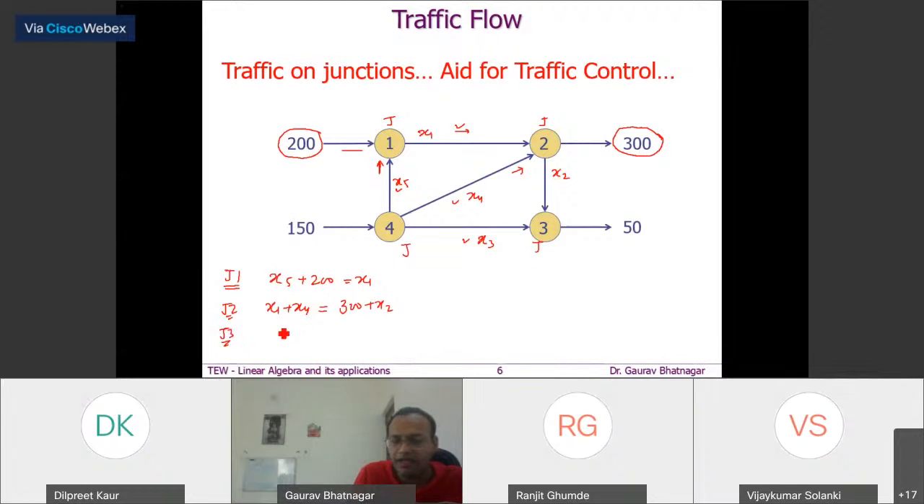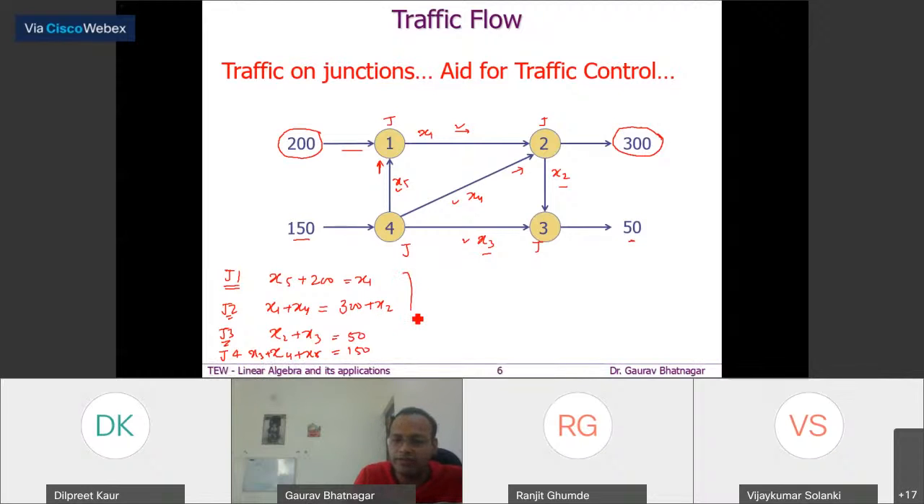Similarly, on junction 3, if I look at the equilibrium of the traffic flow, the inflow for junction 3 is going to be this x2, this x3, and this is going to be the output. So I'm going to have x2 plus x3 is equal to 50. In a similar manner, when I look at junction 4, I am going to get the inflow of 150 and the outflow of x5, x4, and x3. So I will get x4 plus x5 plus x3 is equal to 150.